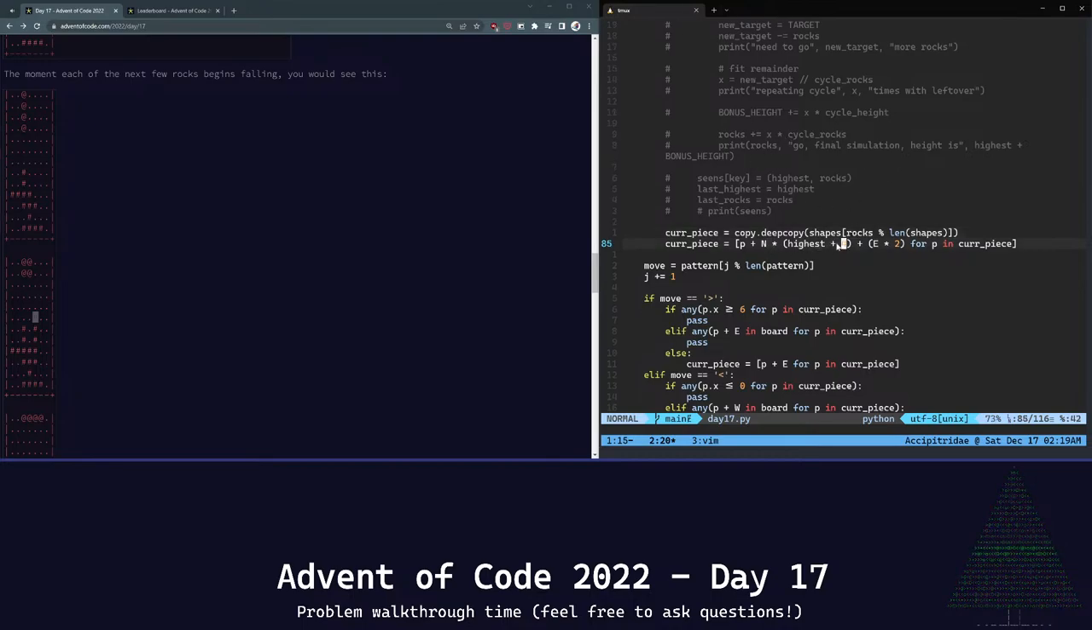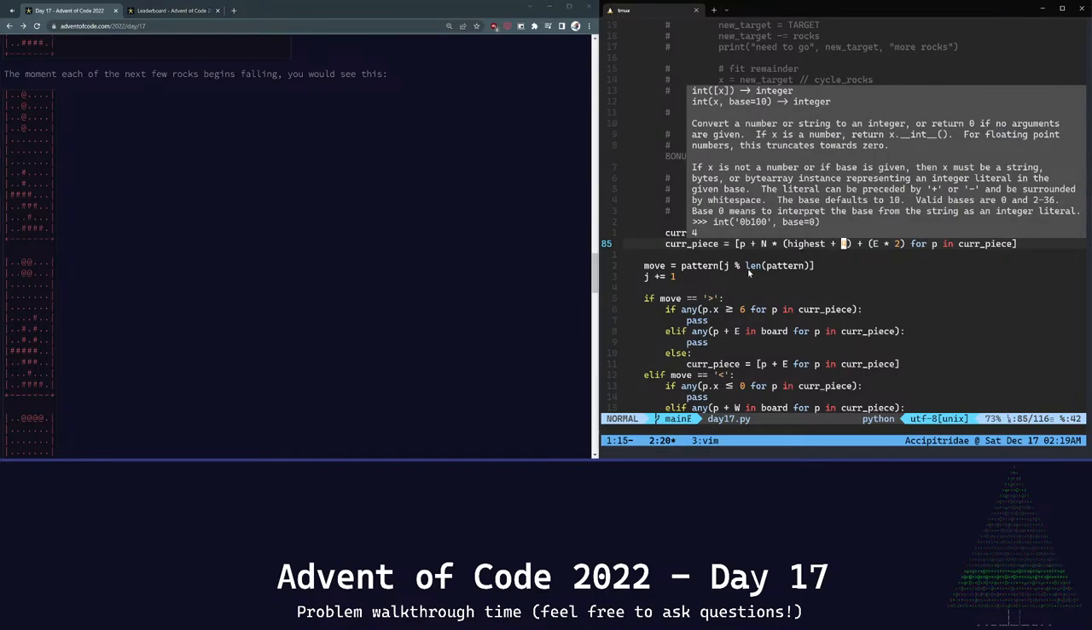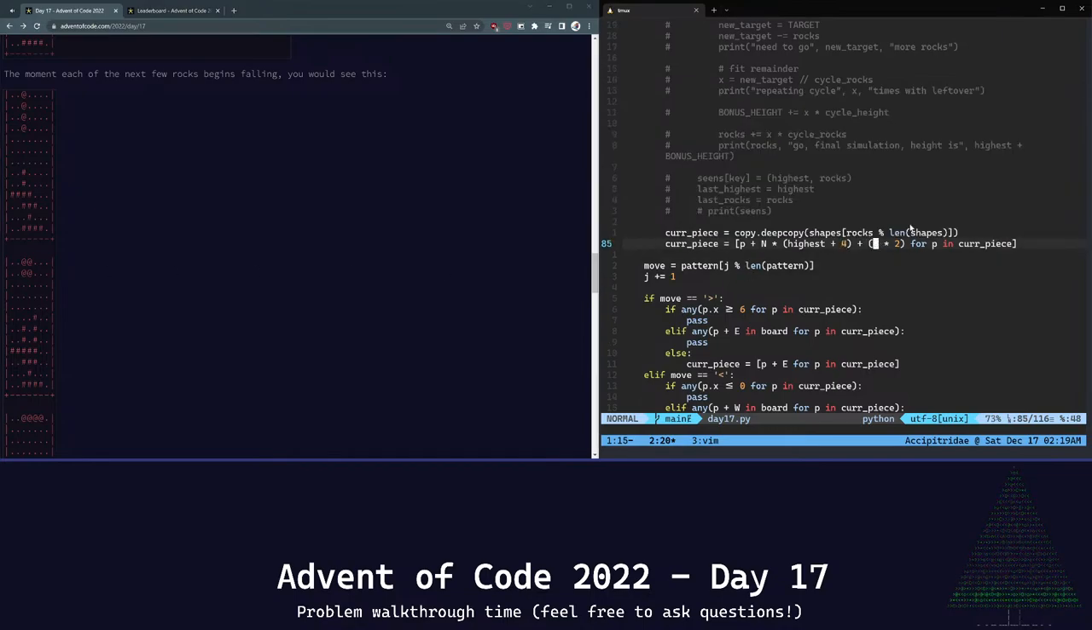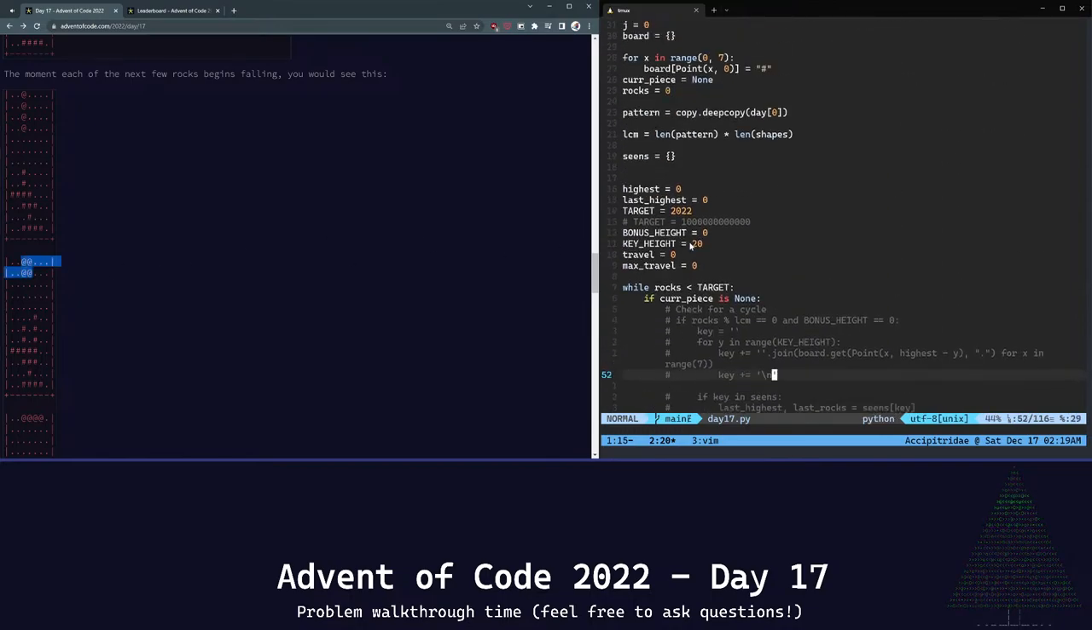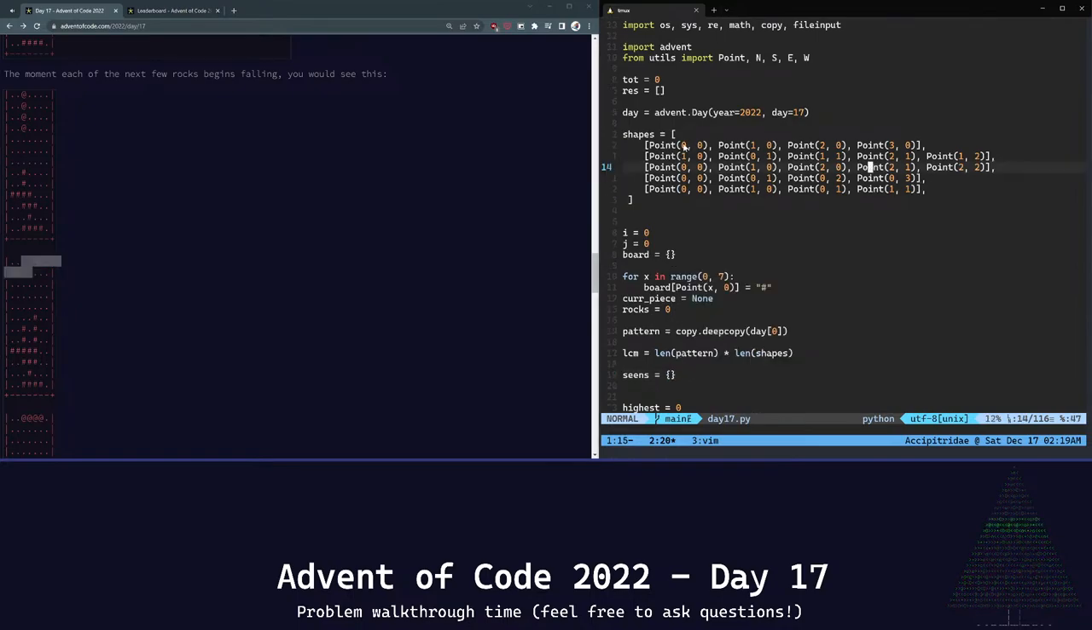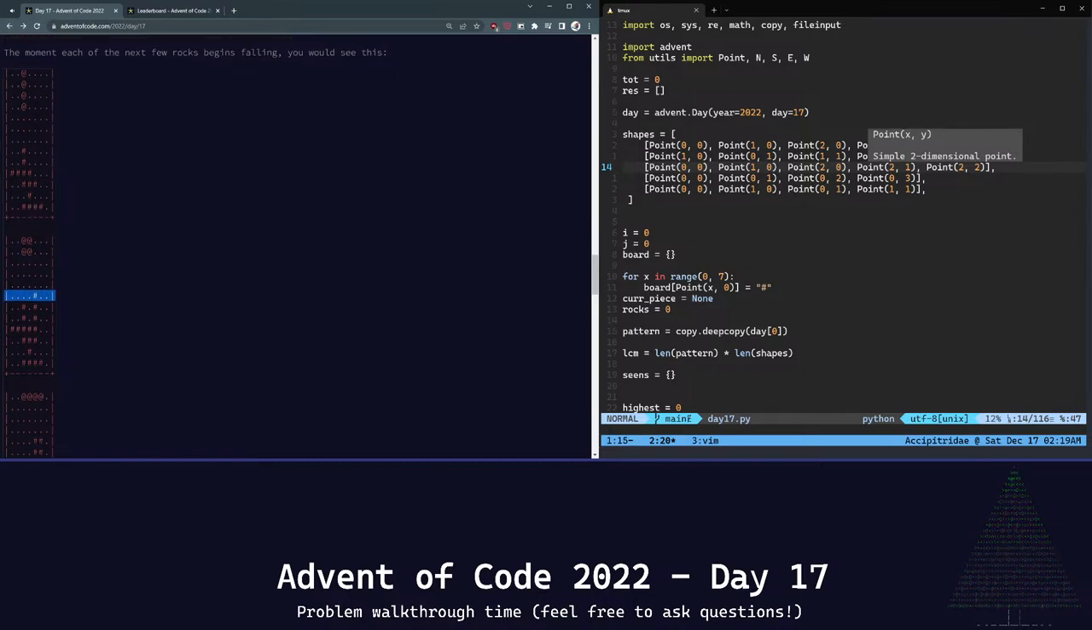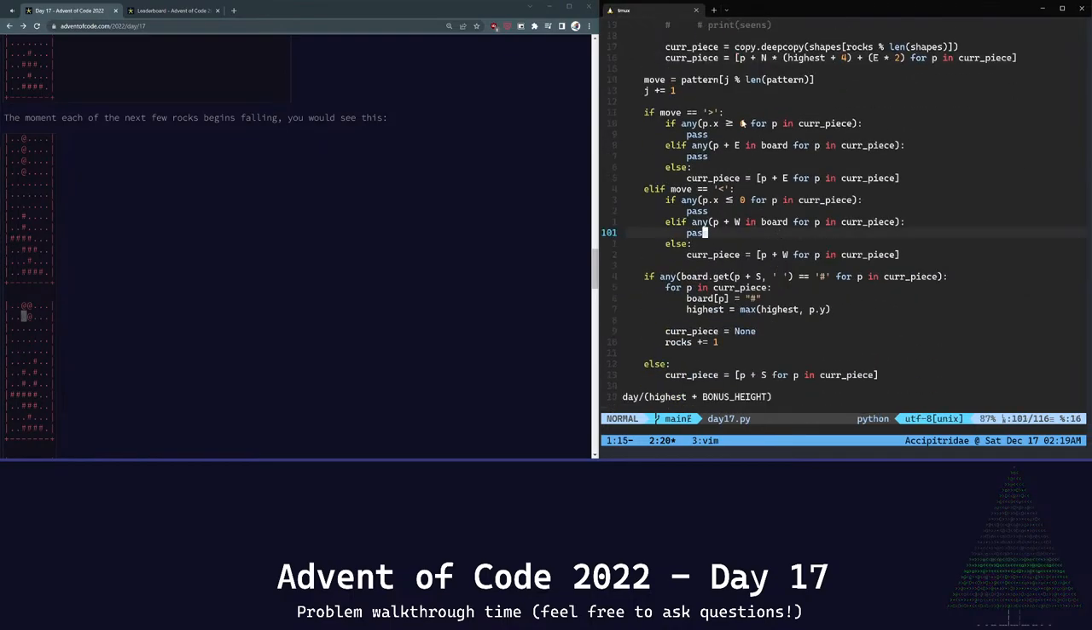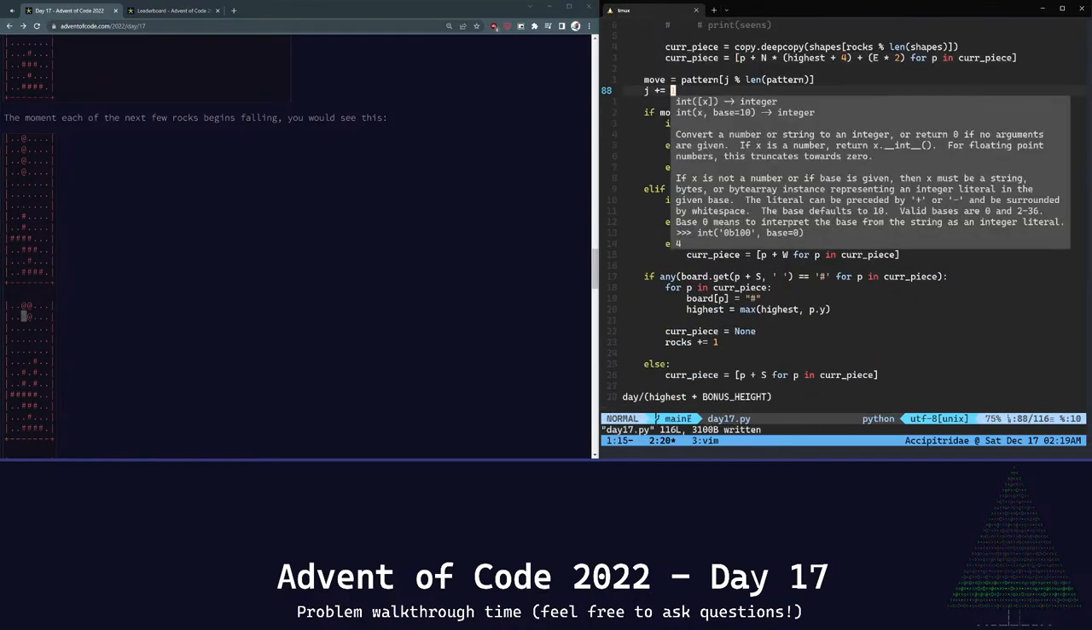We shift up by 4 to put it in the right vertical position, and over to the right by 2 to put it in the right horizontal position. And this works because of the way that these points have been defined. They're defined such that that transformation will always bring them to the correct point relative to highest, which is always tracking this row. This is highest, this is highest, and then shifting over by 2 brings the left wall over to here. So then we look at what move we're currently on, right?